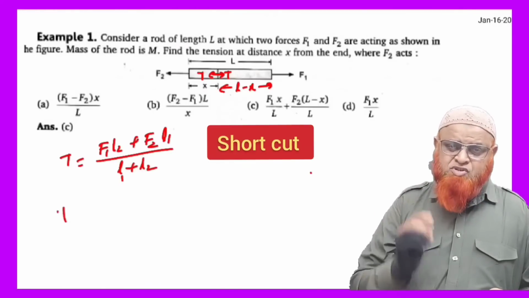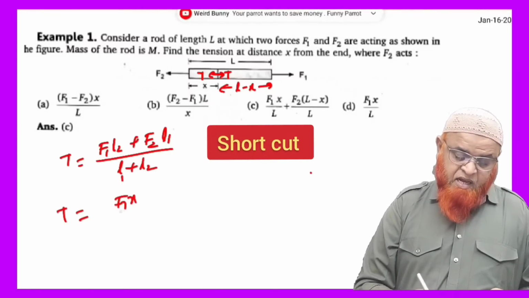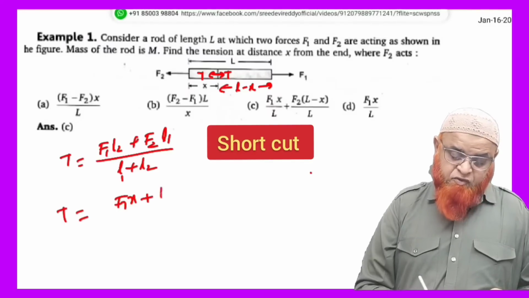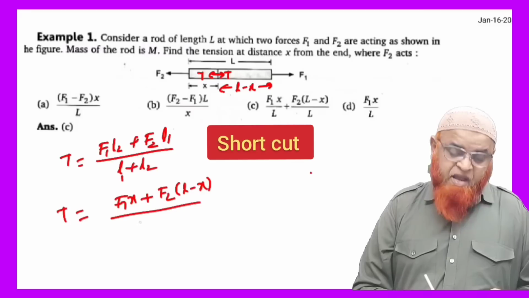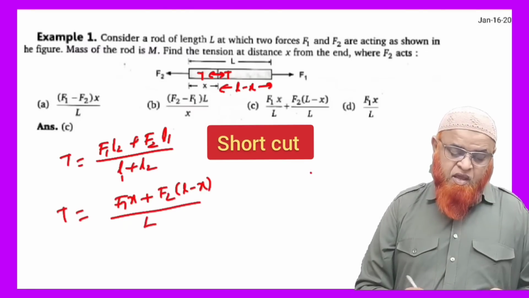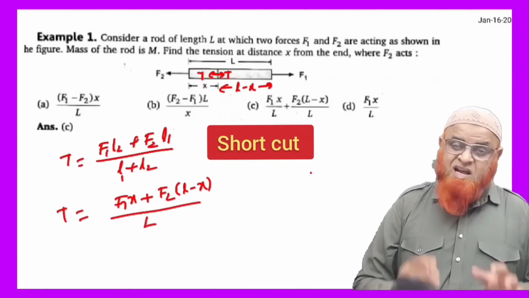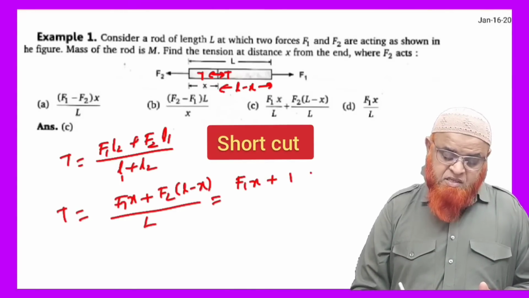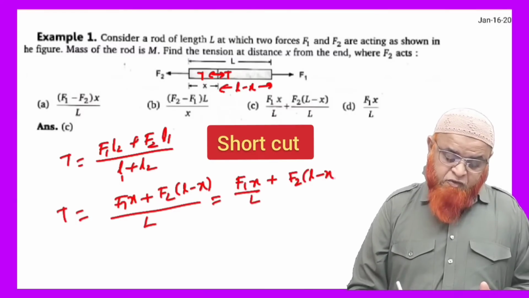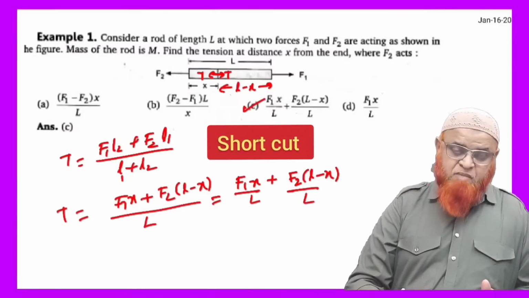A simple shortcut method. So tension T is equal to F1, and you can take L2 as x, plus F2, and L1 is taken as L minus x, whole divided by L1 plus L2, which is nothing but capital L. The total length of the rod is taken as capital L here. So now you can just simplify and write the answer directly. That is, it is going to be F1 x divided by L plus F2 into L minus x divided by capital L. So the correct option you are getting is option number C.